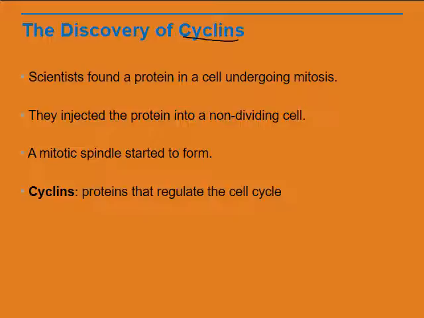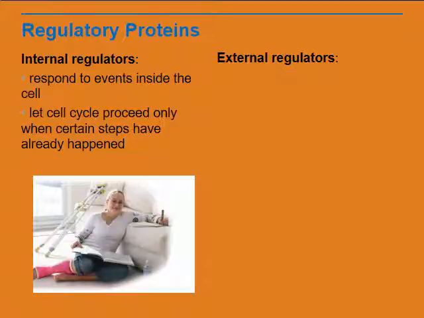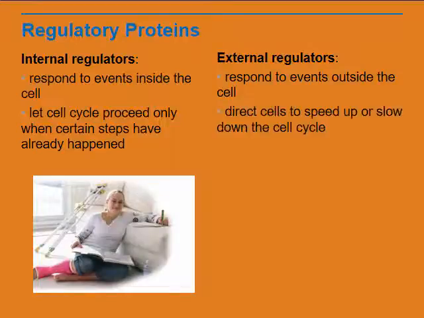Basically, internally, it responds to the events inside of the cell and lets the cell cycle proceed only when certain steps have been met. The cell has to first reach a certain size and make sure that it has a certain amount of energy before it can progress to the next level. So going from G1, if the cell is still too small, it's not going to just go into S phase. For external regulators, the cyclins respond to the events outside of the cell. It directs the cell to speed up or slow down the cell cycle.